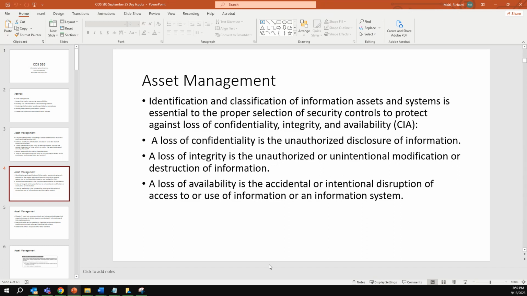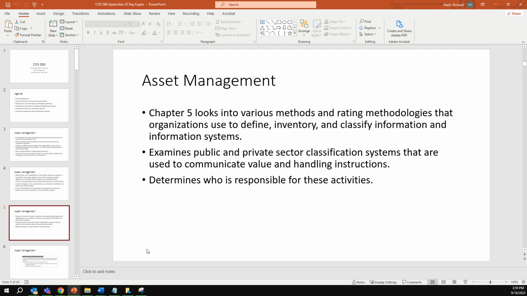So, identification and classification of information security assets and systems is essential to the proper selection of security controls to protect against the loss of confidentiality, integrity, and availability that we learned. Loss of confidentiality is the unauthorized disclosure of information. Loss of integrity is unauthorized or unintentional modification or destruction of information. Loss of availability is the accidental or intentional disruption of access to or use of information or information systems. So we've got some definitions.